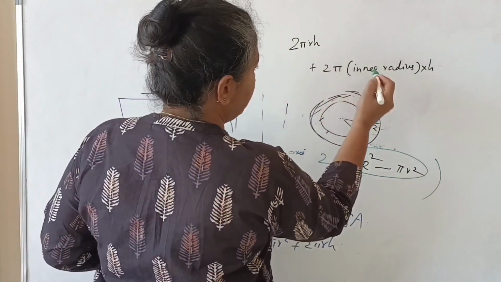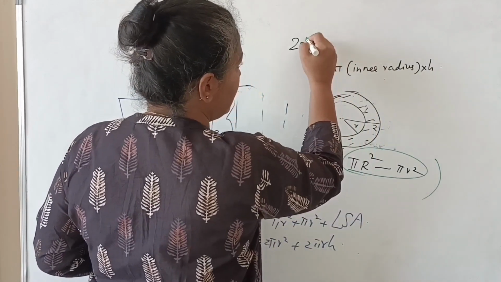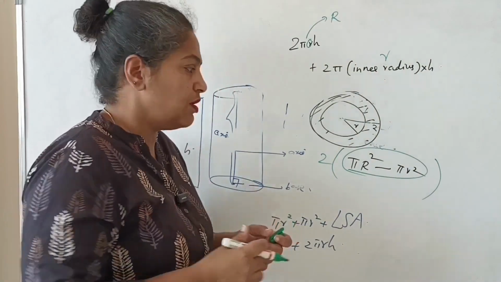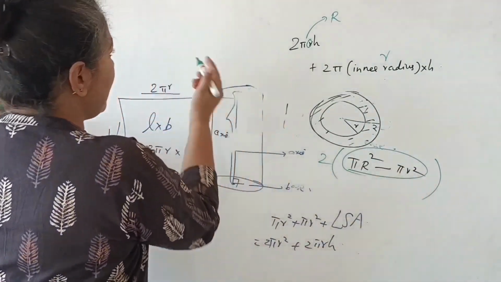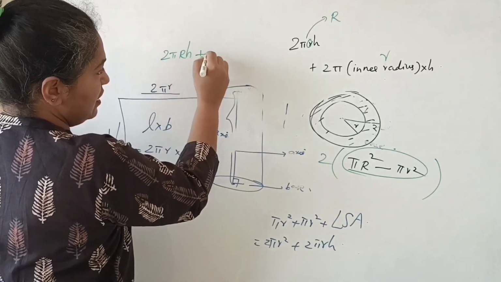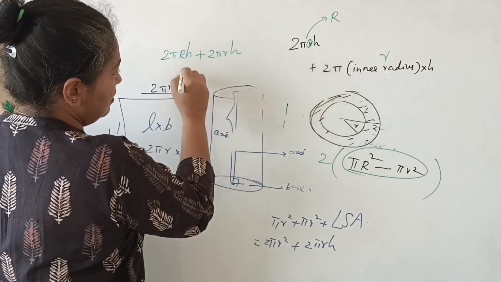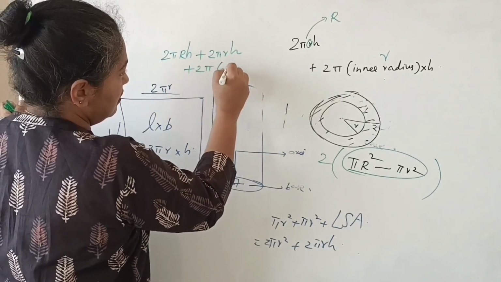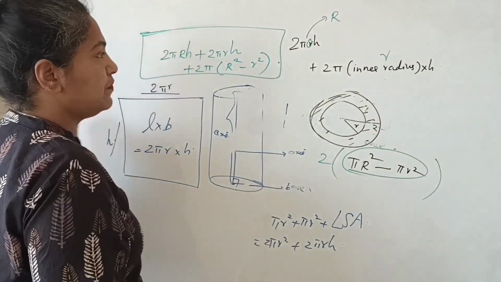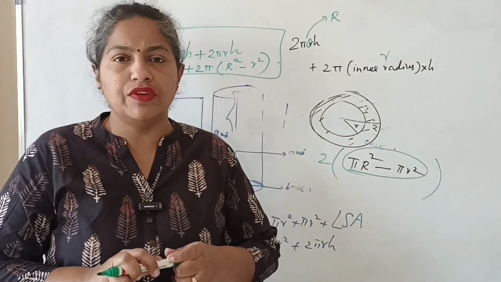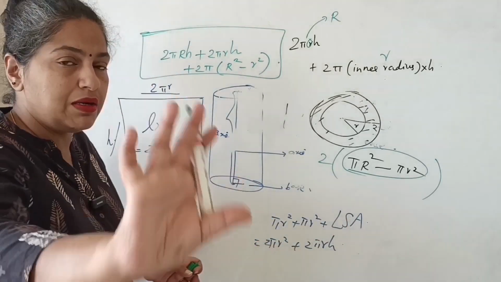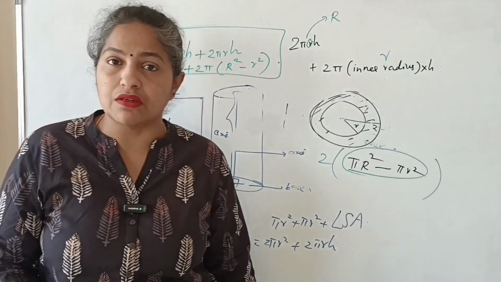So, what we get finally as a TSA of a hollow cylinder, we will see now. Let me write the outer radius with a capital R and the inner radius with a small r. Easier to identify, because that is what we have used over here. So, let us add up everything. You will get 2 pi RH, outer curved surface area, inner curved surface area. Now, we can simplify this formula, we can take the common factors out.